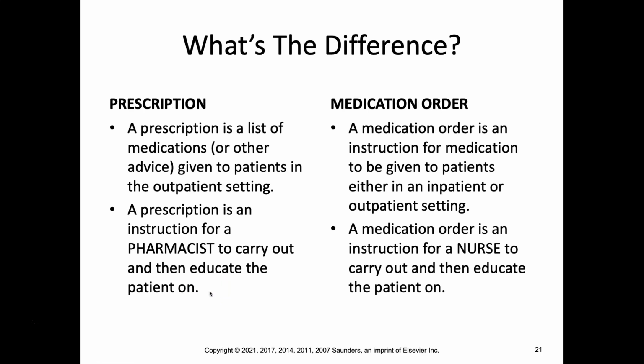All right, what's the difference? Prescriptions versus medication orders, are they the same thing? No, actually they're not when you get down to it. A prescription is a list of medications or other advice given to patients in the outpatient setting. A prescription is an instruction for a pharmacist to carry out and then educate the patient on. A medication order is an instruction for medication to be given to patients either in an inpatient or an outpatient setting. A medication order is an instruction for a nurse to carry out and then educate the patient on. Notice that. Prescription, outpatient only, pharmacist. Medication order, inpatient or outpatient, nurse to carry out.